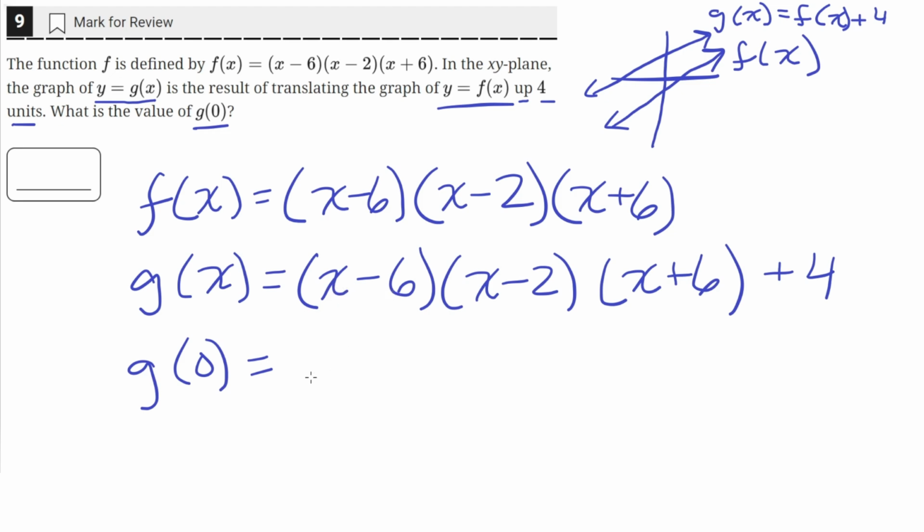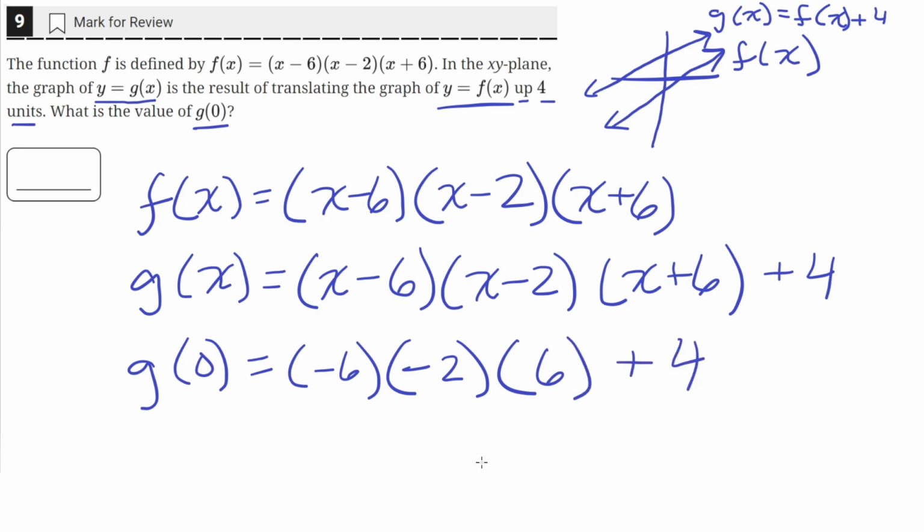So 0 minus 6 is just negative 6. 0 minus 2 is just negative 2. And then 0 plus 6 is just 6. And then we still have the plus 4. So then negative 6 times 6 is equal to negative 36, and negative 36 times negative 2 is equal to a positive 72. And then 72 plus 4 is equal to 76. So the value of g of 0 is 76.